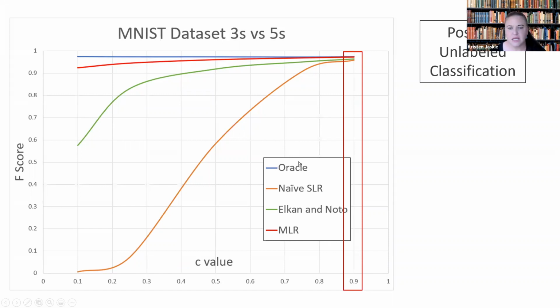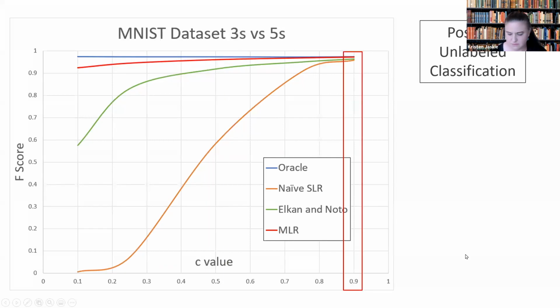Oracle knows everything. Naive standard logistic regression means it's going to pretend that the unlabeled data is all negative. This is a common way it's actually done in the real world: well, we don't know what it is, I'm going to call it negative. Elkan and Noto, this is using standard logistic regression for that non-traditional classifier. And then this is my solution, the modified logistic regression. So they're all going to do really well at 90%.